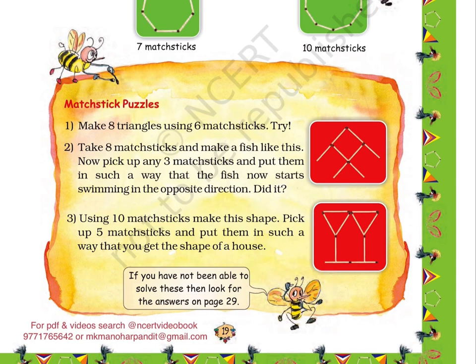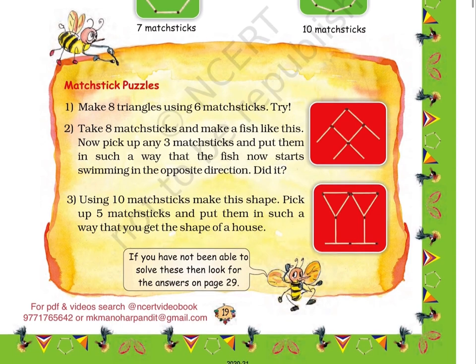3. Using 10 matchsticks, make this shape. Pick up 5 matchsticks and put them in such a way that you get the shape of a house. Next to this question, we have the shape of a house made by 10 matchsticks. If you have not been able to solve these, then look for the answers on page 29.